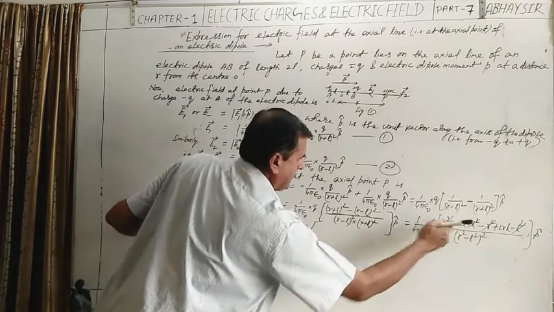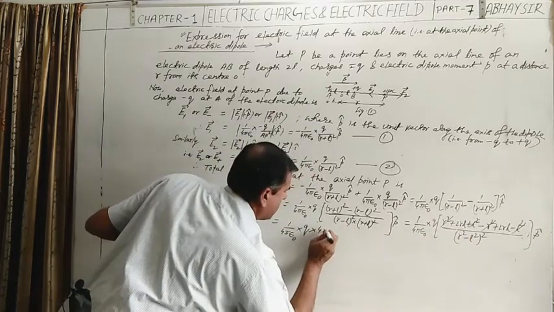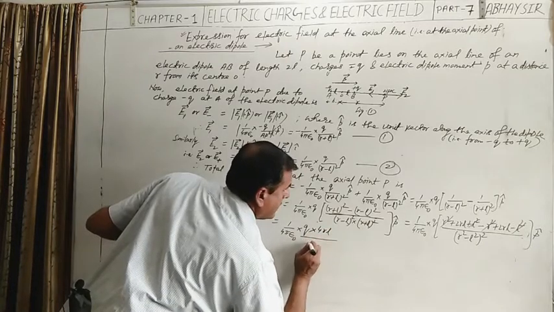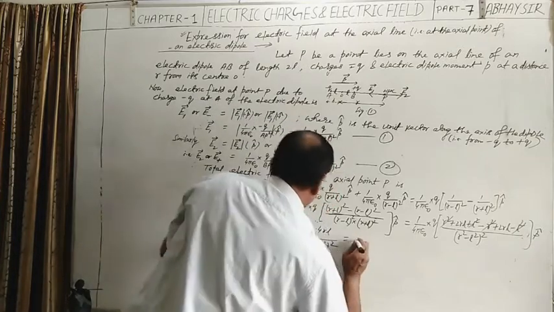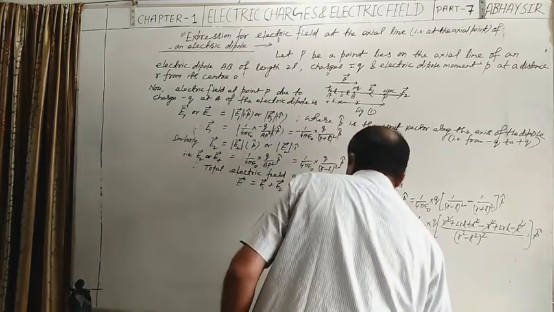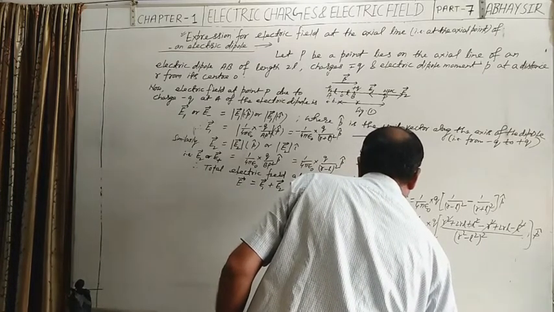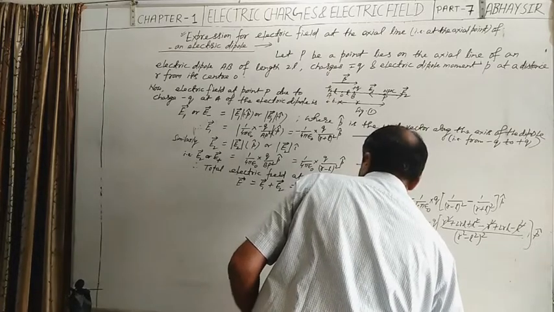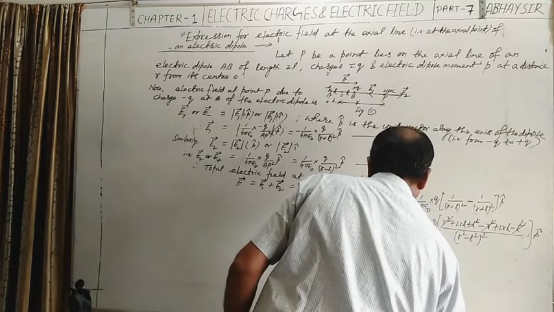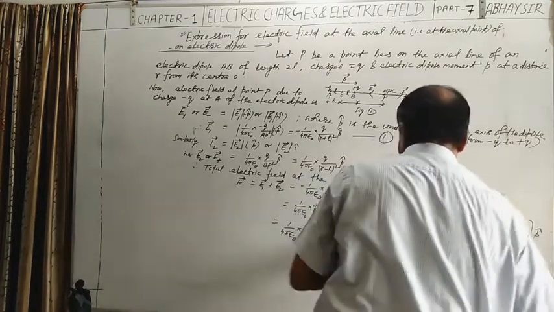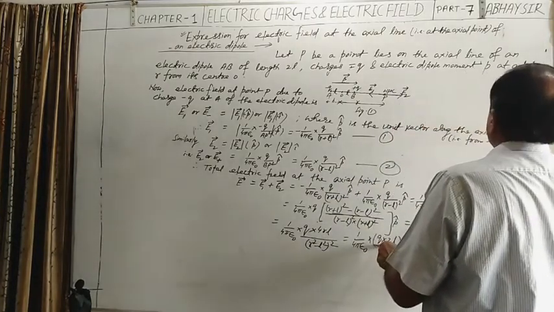Only left with 2rl plus 2rl, that is 4rl upon r square minus L square whole square. Now we can write it as 1 by 4 pi epsilon 0 into q into 2l multiplied by 2r upon r square minus L square whole square, and q into 2l is the electric dipole moment, which is P.